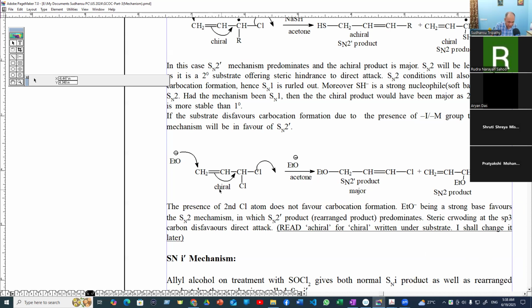So by mistake, I have written chiral here. Since it is already done with the other software feature, I have written here, read achiral for chiral. It is not a chiral molecule as the two chlorines are the same. But had it been bromine and iodine, then iodine would have come. The leavability of I minus is more than Br minus.